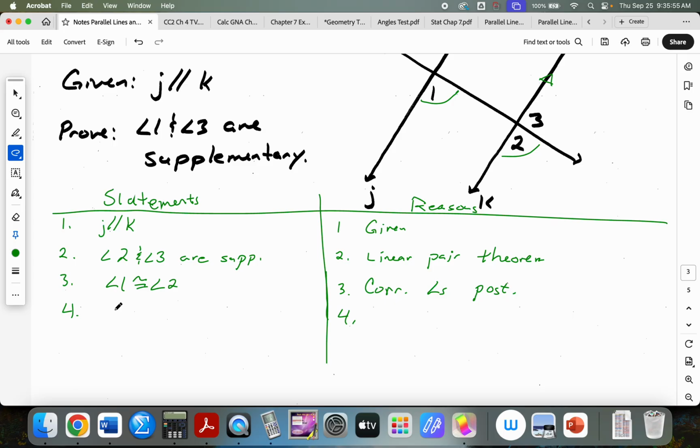What I allow students to do here is go, well, angle 2 and angle 1 are the same size, so I'm just going to substitute. So this would be angle 1 and angle 3 are supplementary. That kind of rhymes. By the substitution property.